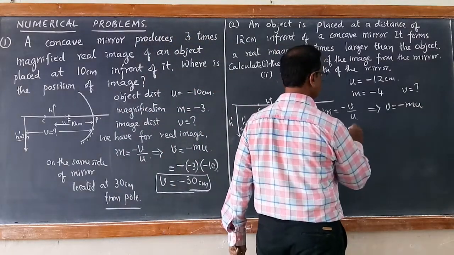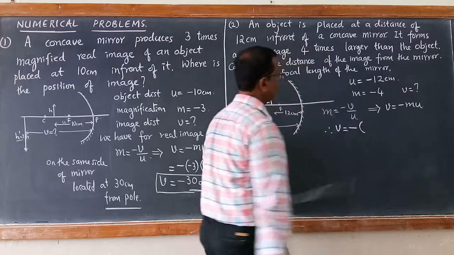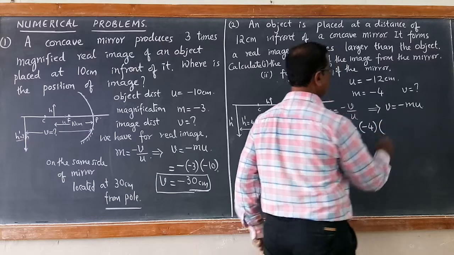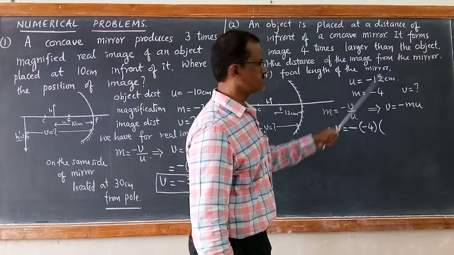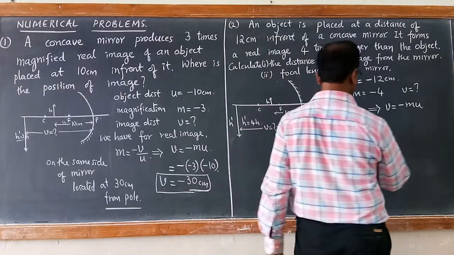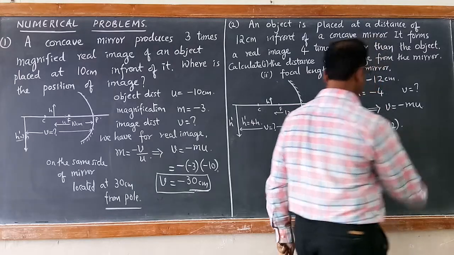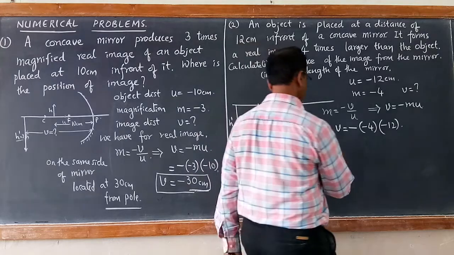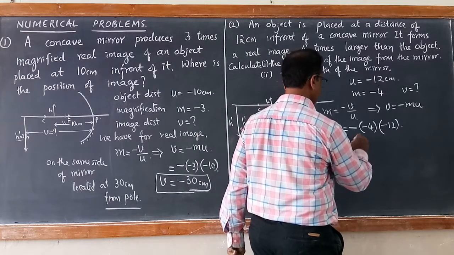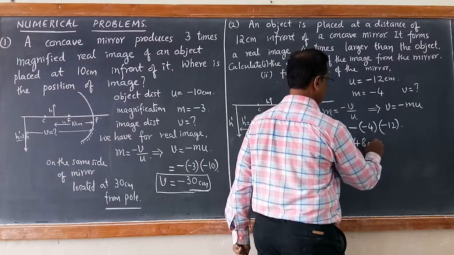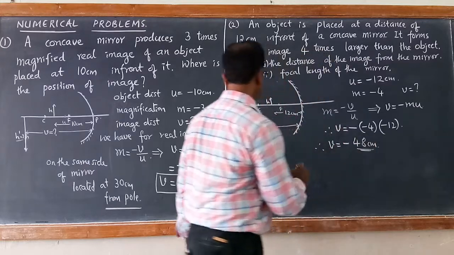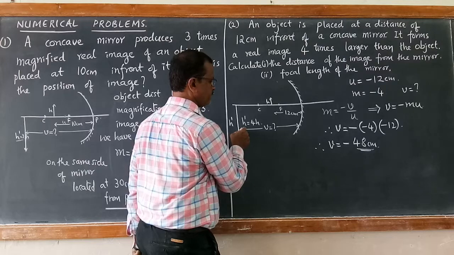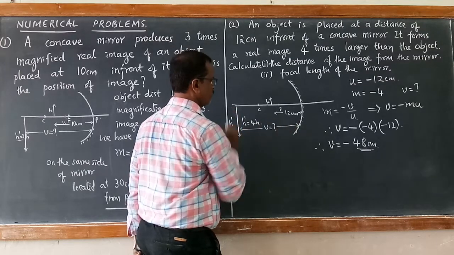Just substitute the value of m and u, that's it. Therefore, B is equal to minus of m, which is minus 4, into u, which is also minus because it is towards the left side, minus 12. So minus of minus becomes plus. Thus B is equal to minus 48 centimeter. So definitely it is going to form on the same side at a distance of 48 centimeter.